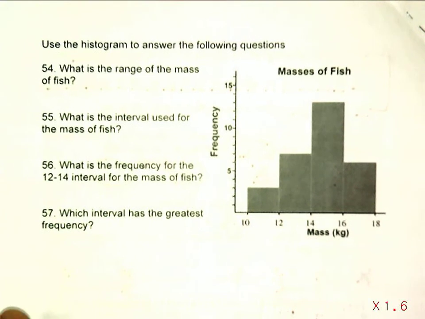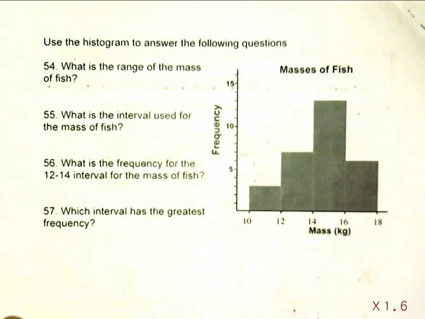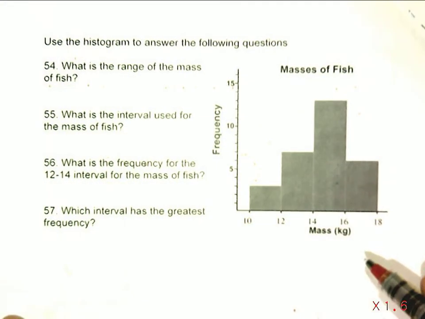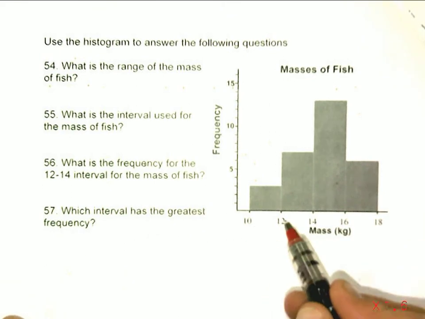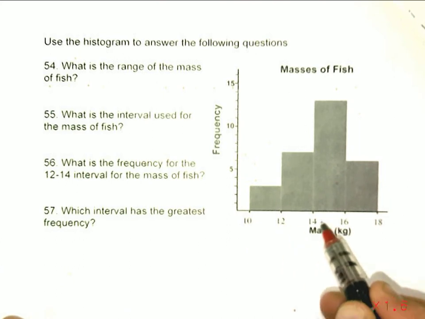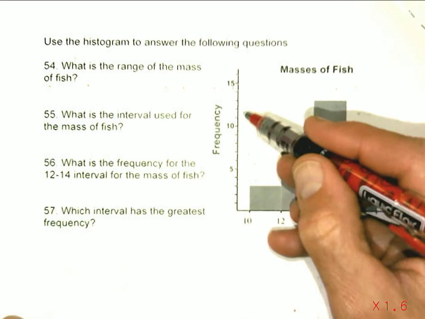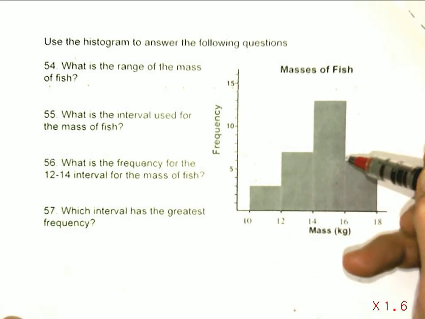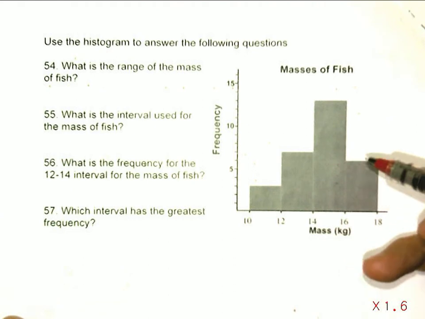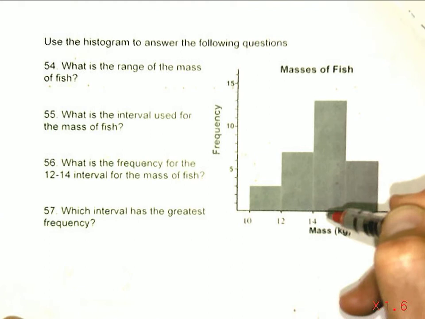So in questions 54 through 57, we're looking at a histogram. A histogram is kind of like a bar graph, but generally the information listed in a histogram is listed in intervals. So these are intervals here, 10 to 12, 12 to 14, 14 to 16. So these intervals, and then the frequency of those intervals is listed as the bars. So it's much like a bar graph, but we call it a histogram because it represents something specific with frequency and intervals.